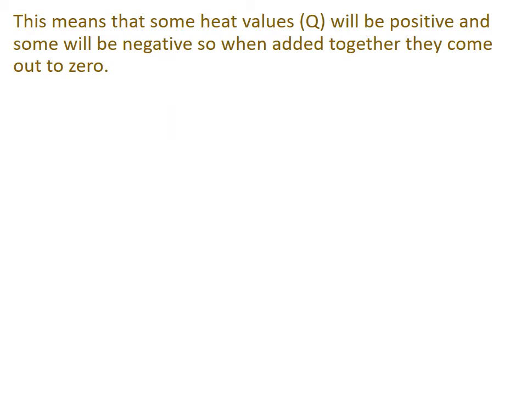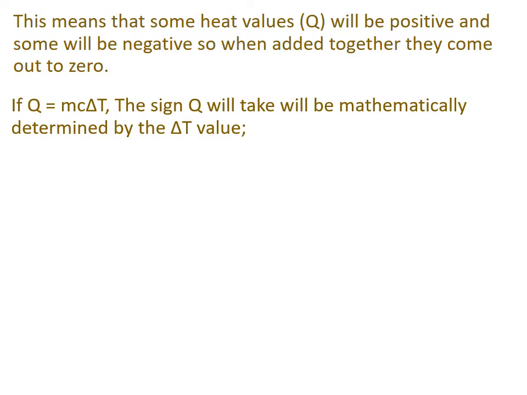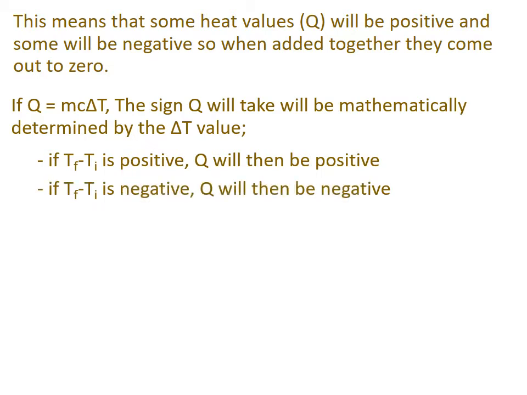This means that some heat values, symbolized by Q, will be positive and some will be negative. So when added together, they come out to 0. If Q equals mc delta T, the sign Q will take will be mathematically determined by the delta T value. If TF subtract TI is positive, then Q will be positive. And if TF subtract TI is negative, then Q will be negative.